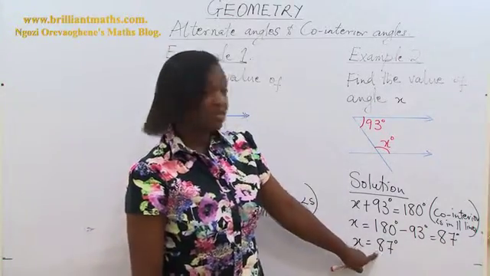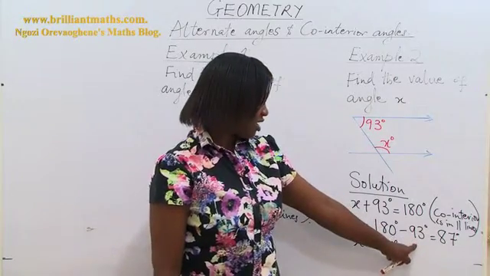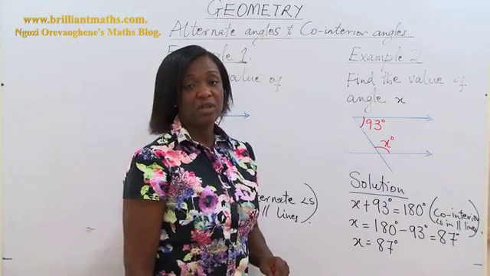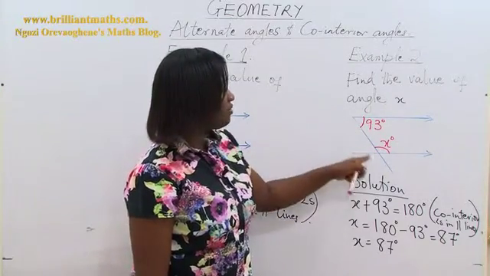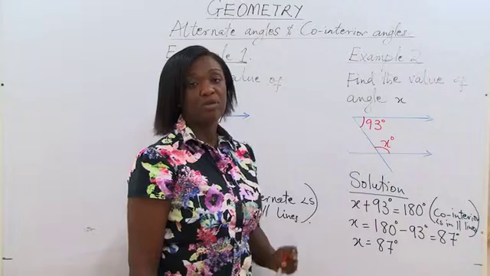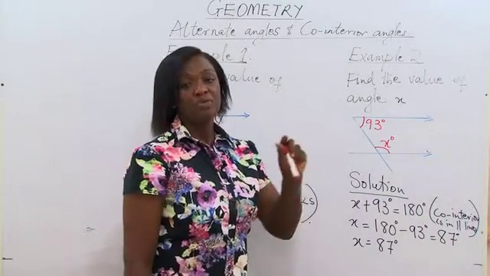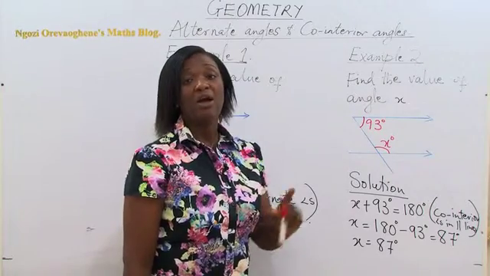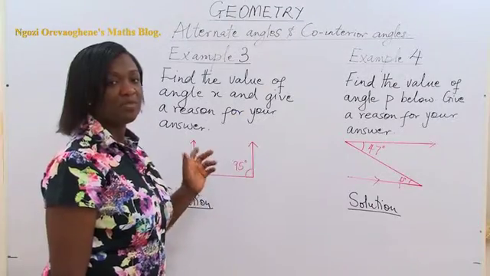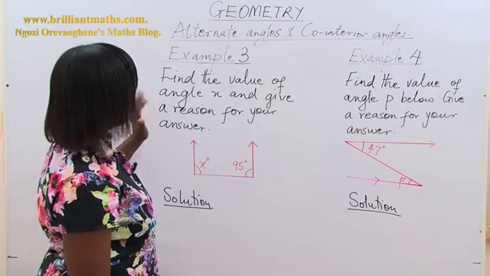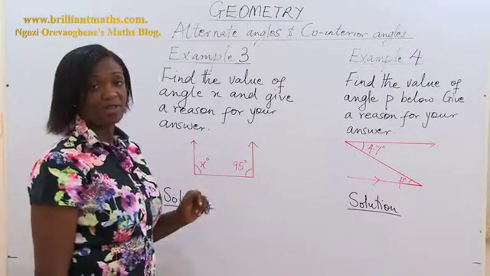And 87 plus 93 is equal to 180 degrees, because the lines that have formed them are parallel. So both co-interior angles add up to 180 degrees. They are supplementary. Example 3. Find the value of angle x and give a reason for your answer.